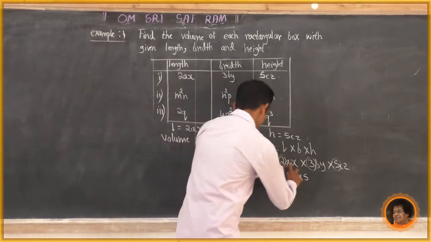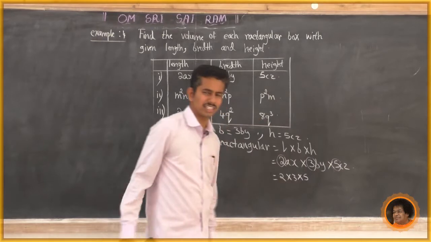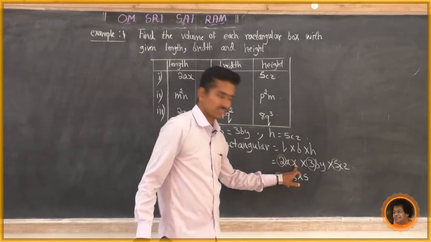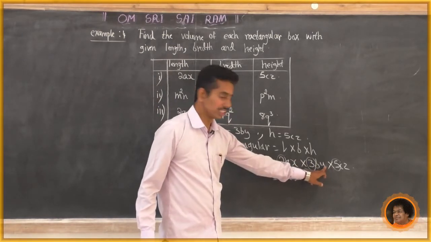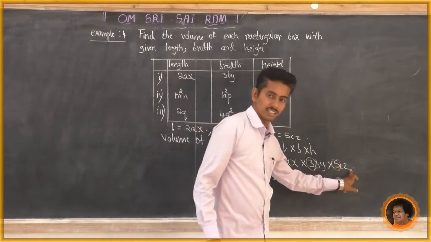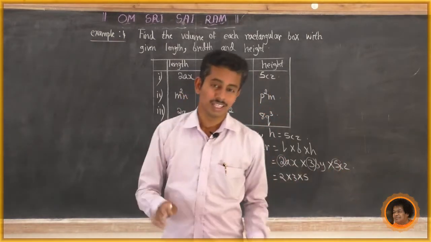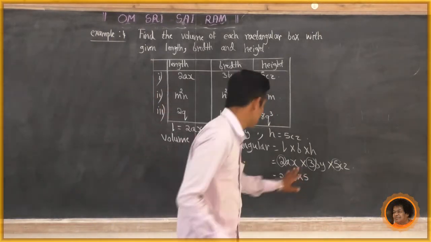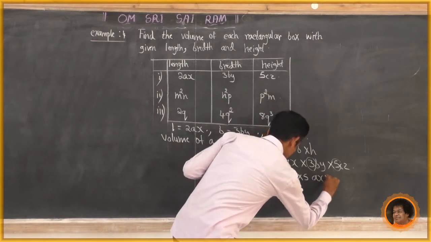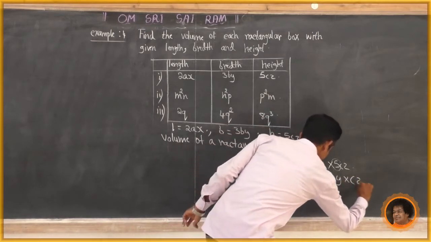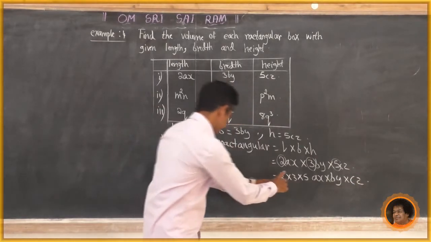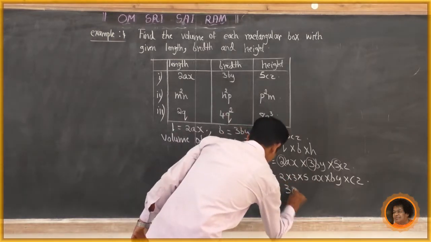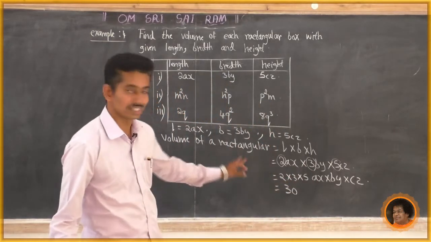2, then ax, by and cz. Is any same variable present in this question? ax, by is different from ax, cz is also different. So there is no like variable. There is no same variable or like variable. So you can write ax into by into cz. Multiply: 2 threes are 6, 6 fives are 30. So the product of 2 into 3 into 5 is 30.